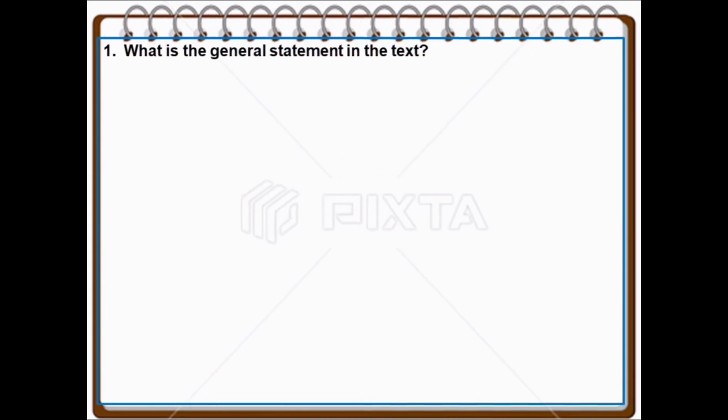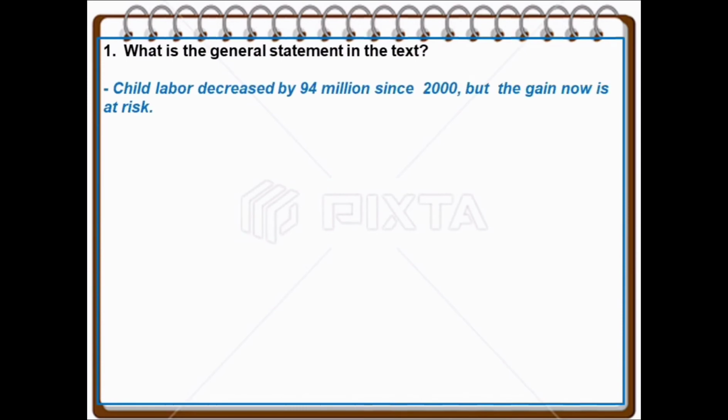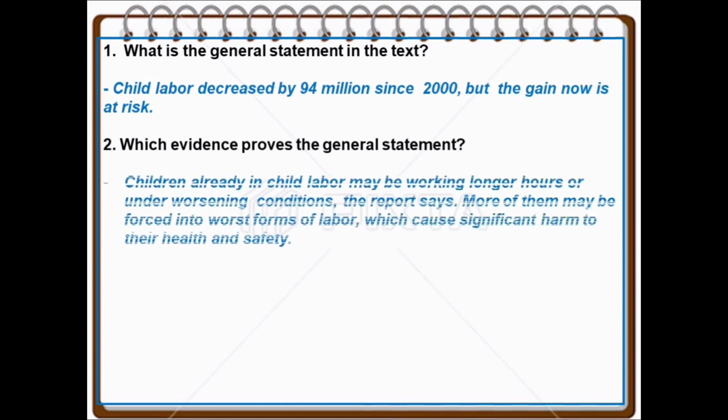First question, what is the general statement in the text? And your answer? Nice! Child labor decreased by 94 million since 2000 but the gain now is at risk. Which evidence proves the general statement? What are your answers? Very good!